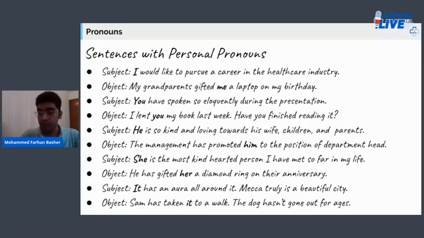All right. Now you're basically talking about it, but it in this case has received an action. So you say Sam has taken it to a walk. The dog hasn't gone out for ages. And you're talking about an animal, and we generally refer to animals with the pronoun it, right? In this case, the dog has received some action from its owner, and that action was being taken to a walk. So Sam has taken it to a walk. The dog hasn't gone out for ages. All right? I hope you're clear with this.